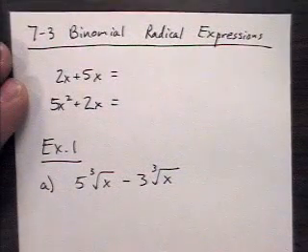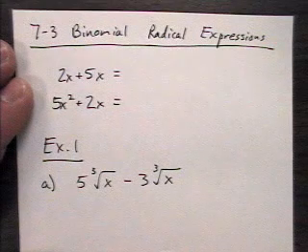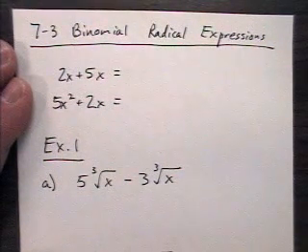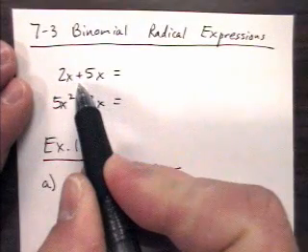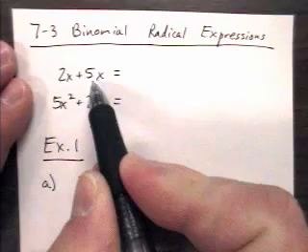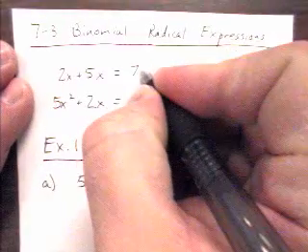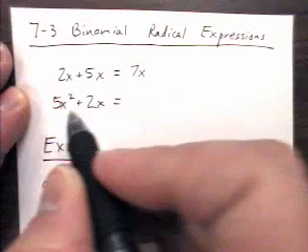Okay, dealing with 7-3 binomial radical expressions. Basically trying to understand how you can add, subtract, multiply, and divide with radicals. I wanted to start you off by looking at something as simple as this, 2x plus 5x. Now, we know that those are like terms, and when you add them together, you get 7x. I'm sure all of you would say that.